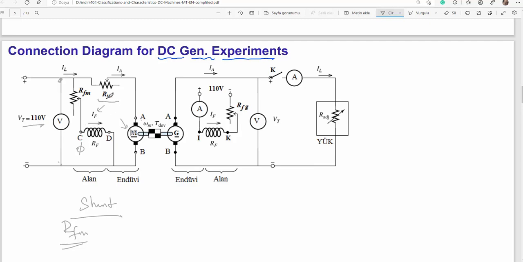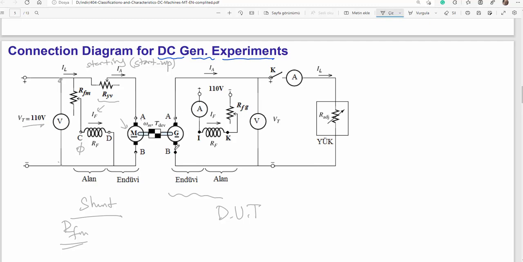In Turkish we say yol verme. Startup resistor. Starting or startup, both are correct. Starting rheostat, it is adjustable. We use such a motor just to drive the DC generator in the experiment. Here's the device under test, which is the generator, DC dynamo.